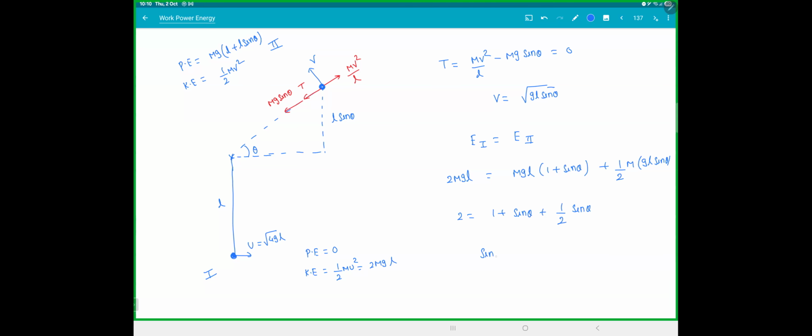This will give sine theta is equal to 2 by 3. If you have taken the angle from the vertical, it will be cos theta is 2 by 3. So that is also fine. Both are acceptable answers depending on what you have taken as theta.